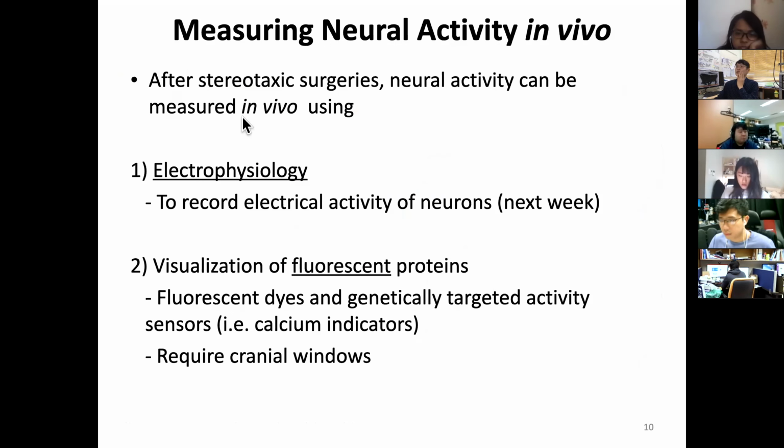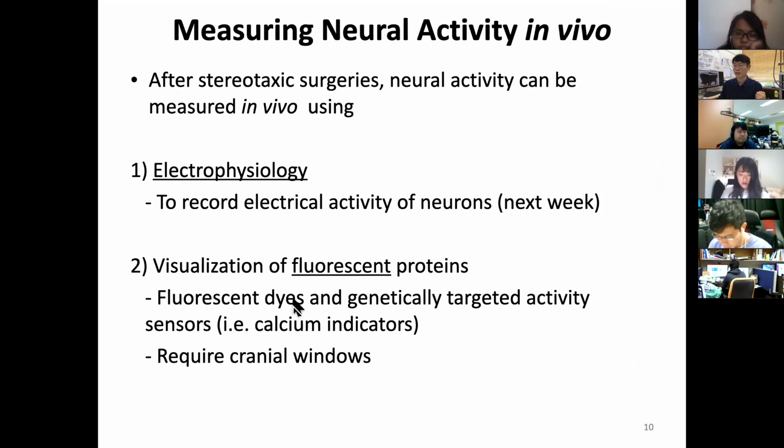All right. So after stereotaxic surgeries, neural activity can be measured in vivo in two ways. One is electrophysiology, and the second is visualization, especially fluorescent proteins. Electrophysiology records the electrical activity of neurons, which will be covered next week.